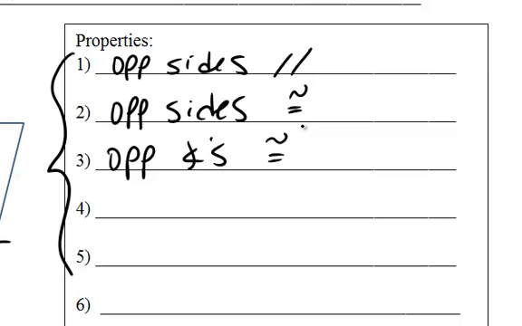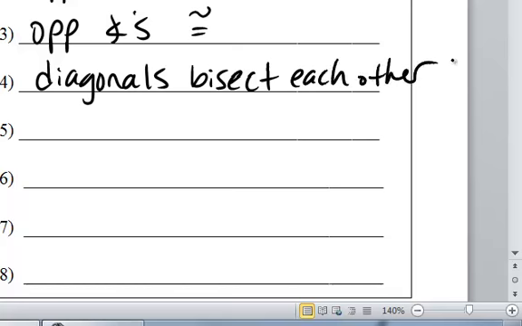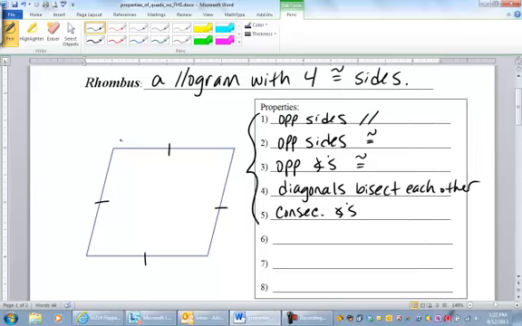We have diagonals that bisect each other, so they cut each other in half. And the last one is the consecutive angles. Those all add up to 180 degrees. For example, this one and this one are supplementary, which means they add up to 180 degrees. Consecutive means in a row. Any two angles in a row add up to 180 degrees.